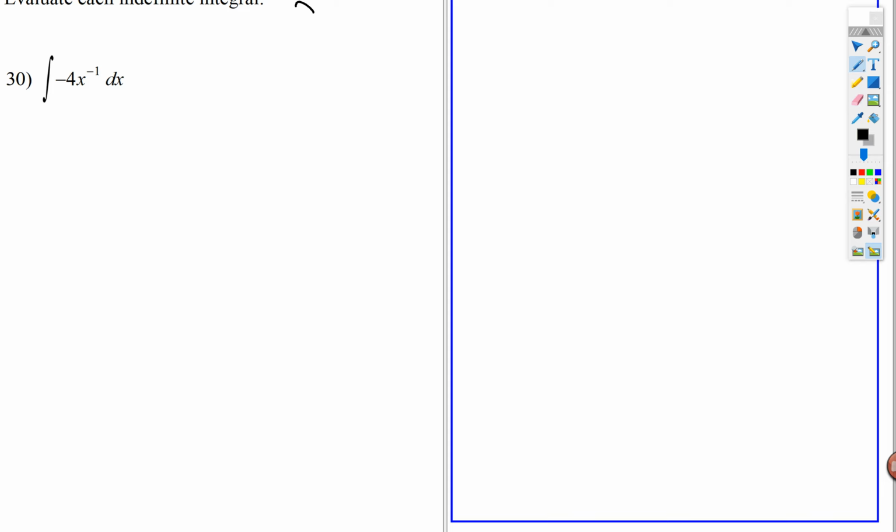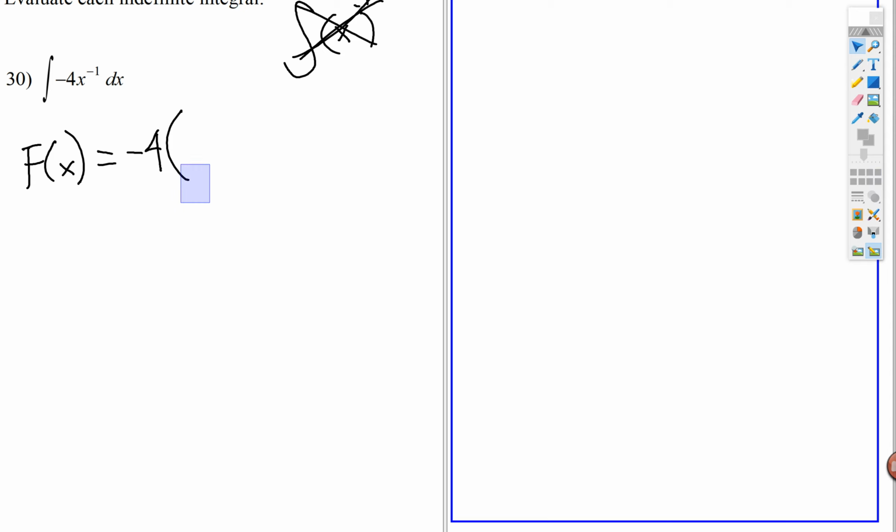Anytime you see the integration symbol, and inside there you see an x to the raised -1, we don't want it written like that. To the -1 power is the only one where we're going to rewrite it. I'll bring that -4 out. And this is indefinite, so we'll have the plus c as part of our answer. So instead of writing it as x to the negative first, rewrite it as 1 over x dx.